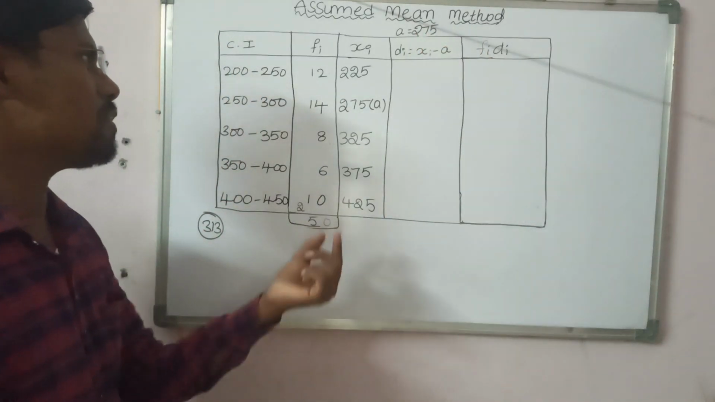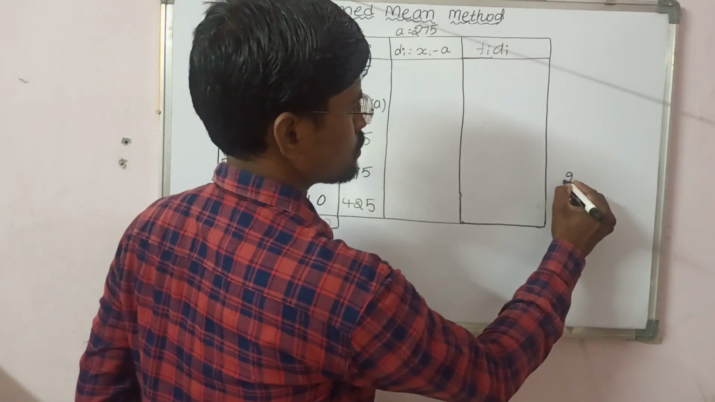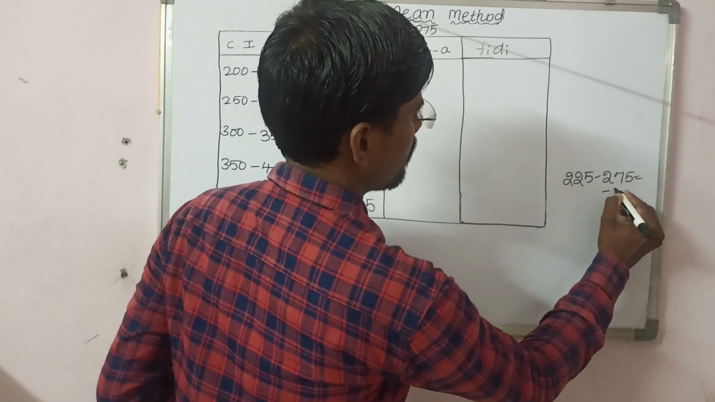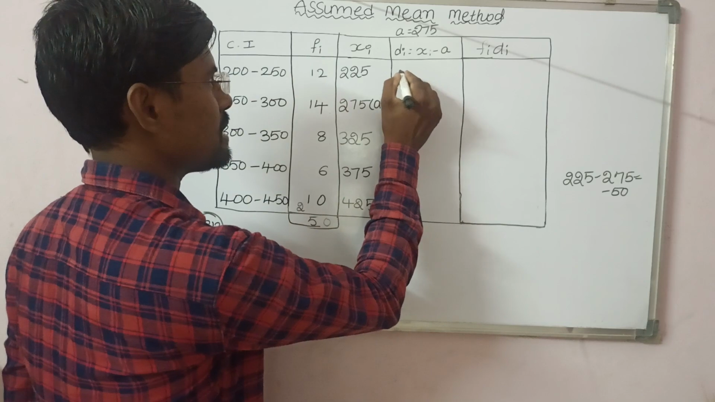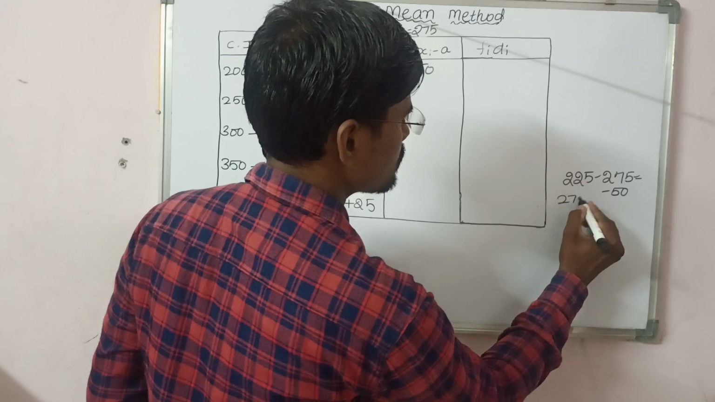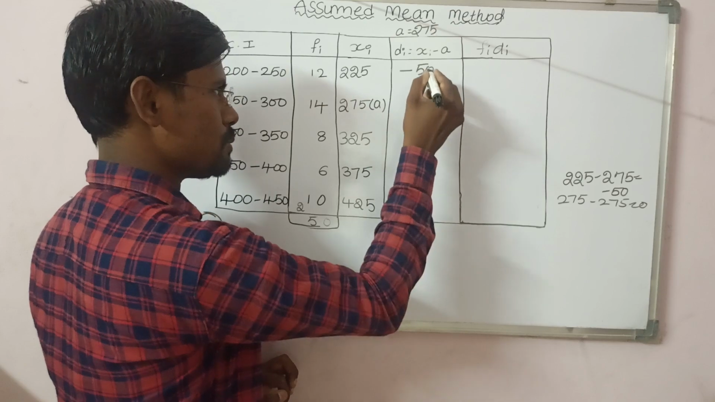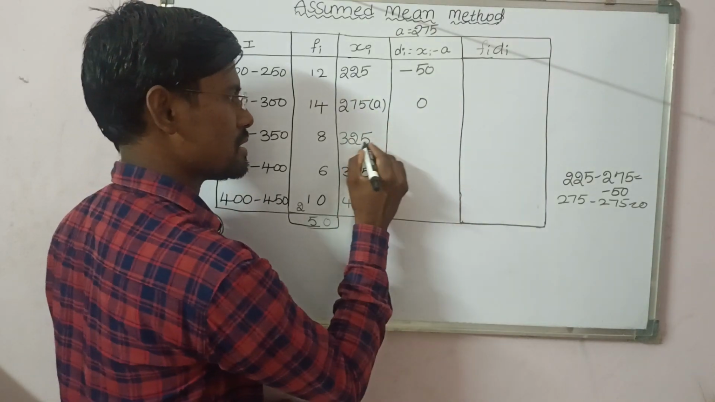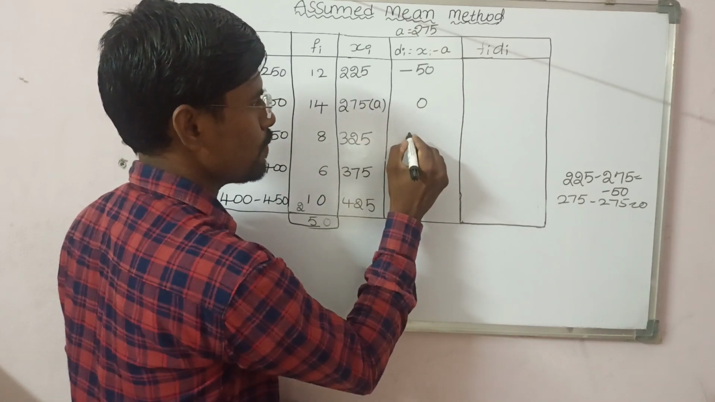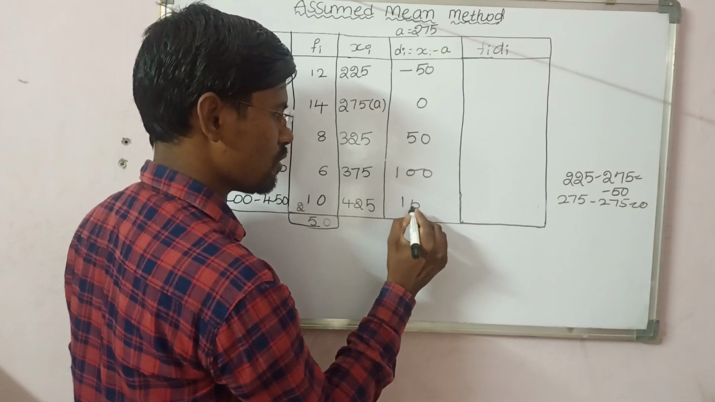Let's see. So first what we can get is di value, xi minus A. Xi is nothing but 225 minus 275. We can get here minus 50. Then next what I can get is 275 minus 275. How much can we get here? 0. See here it is decreased, minus 50 to 0, 50 decreased. Again here we will get 325 minus 275. How much will we get here? 50. Then next I can get 100. And finally we can get 150.